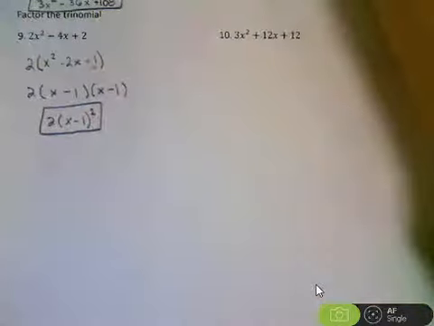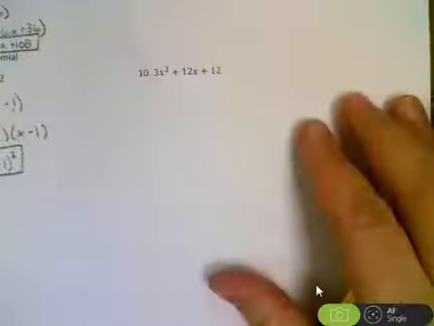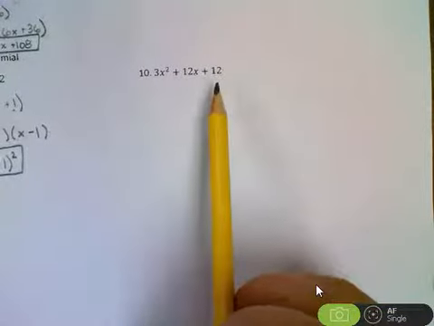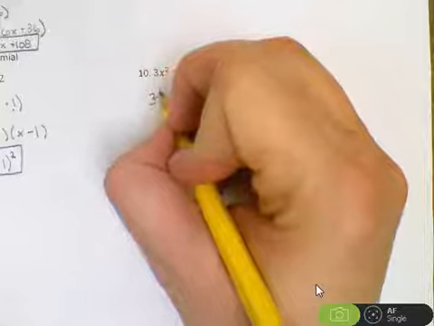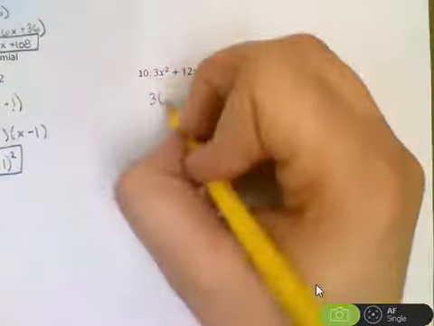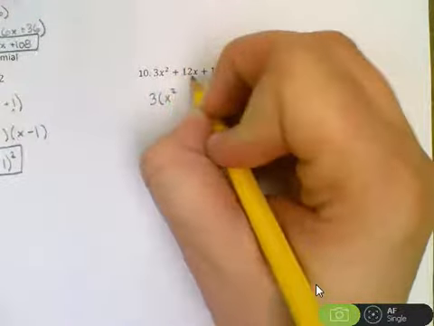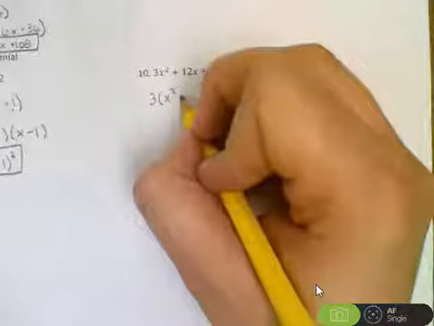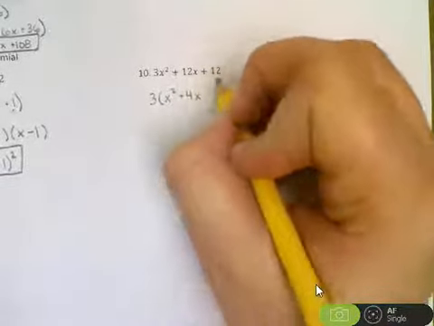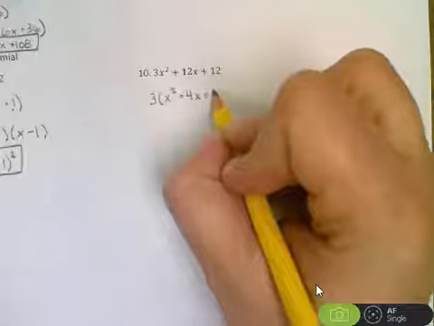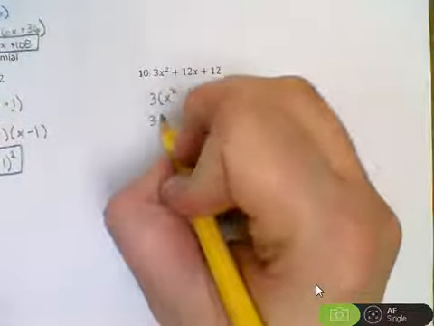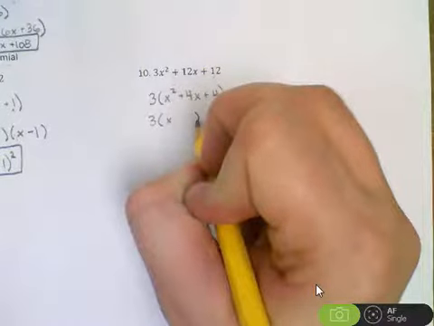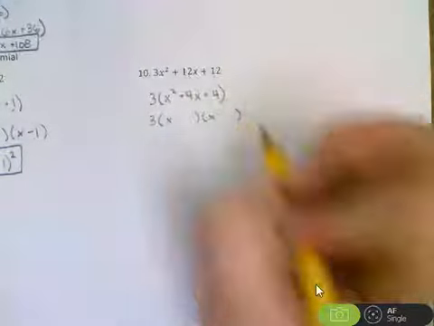Okay, again, on 10. Look, is there anything I can factor out of all of this? Well, each one of these numbers has a 3 in common. So I'm going to factor out a 3. When I do that, I get 3 times x squared. Factor out a 3 from this, it becomes 4x. Factor out a 3 from 12, and it becomes 4. Then I do the same thing. I know I'm going to end up with x times something like this.